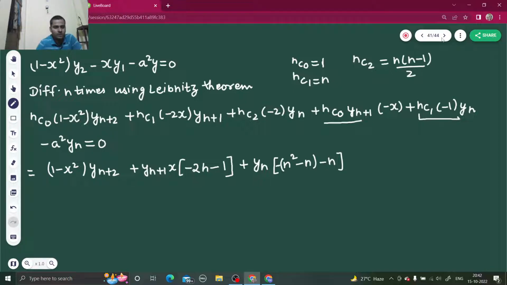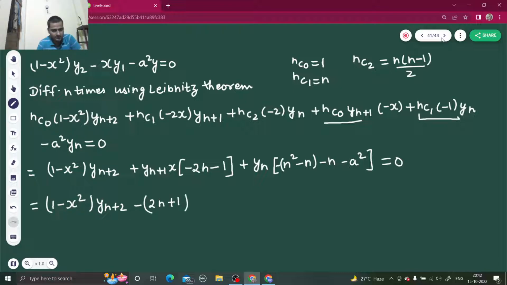So and also, for yn you are having -a² also. So 1 minus x² yn+2, and minus, if I take common, so 2n+1 yn+1 x, plus this will be plus n minus n will get cancelled. You are left with -n² minus a².